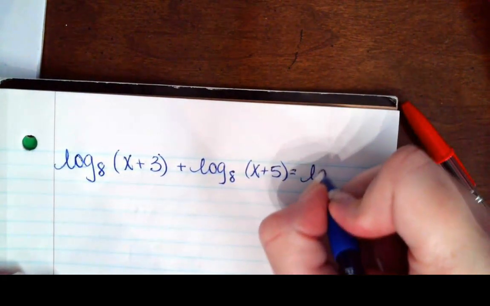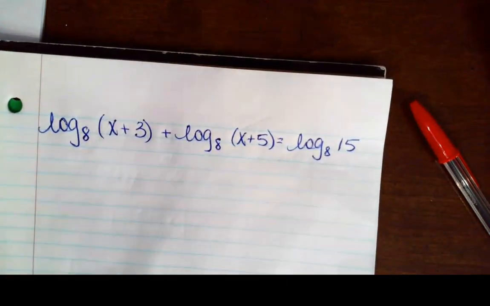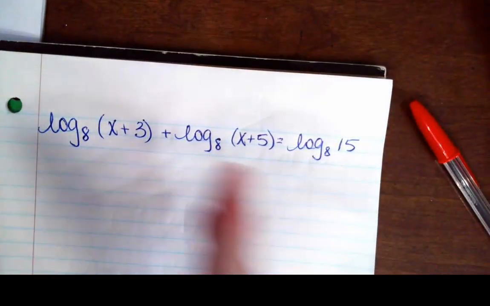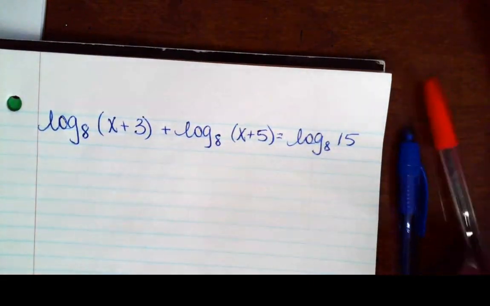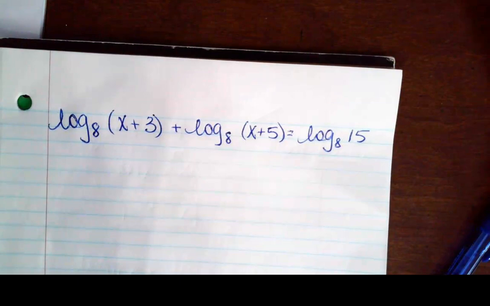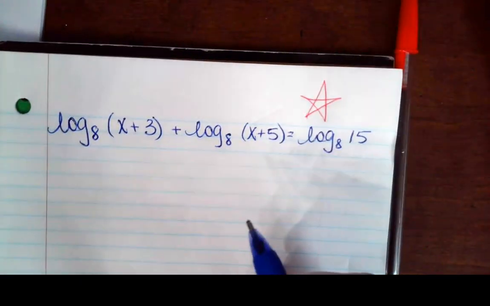And this is going to equal log base 8 of 15. All right, so what's my basic setup? I've got logs on both sides, but I need a single log equal to a single log. What else do I notice? I am starting off in log world, so I had better check my answers for extraneous solutions.